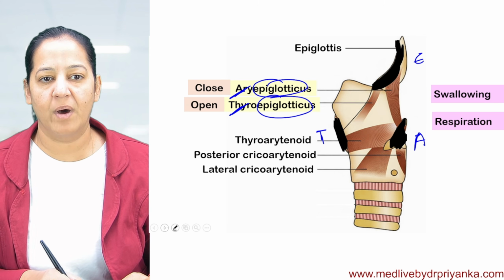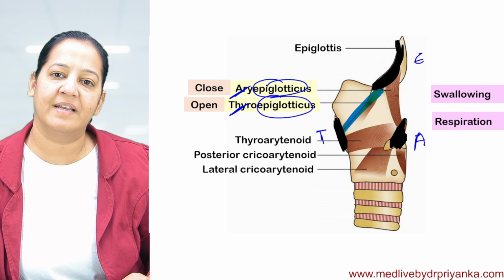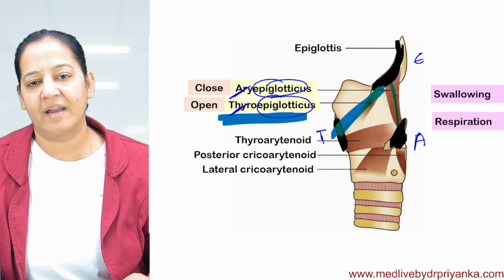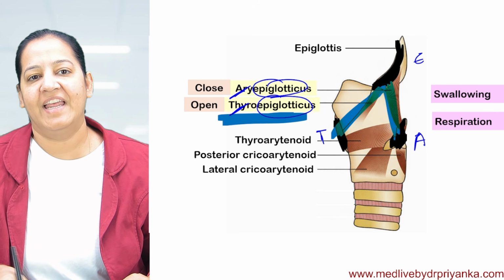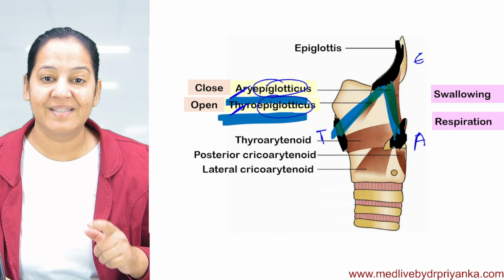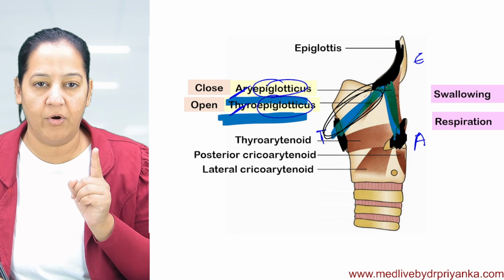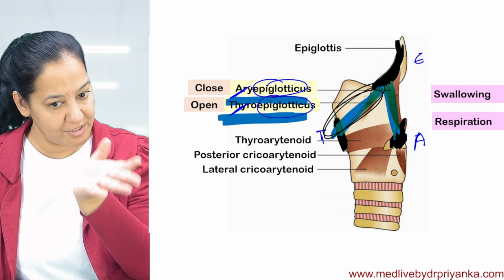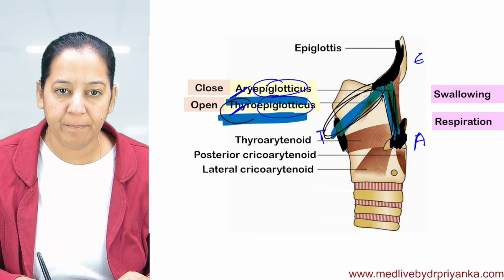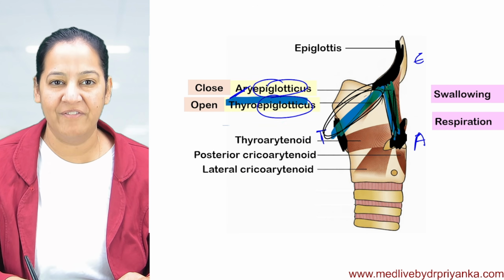Now name the muscles which are connecting. Name the muscle connecting epiglottis and thyroid. It is thyroepiglottic. And name the muscle connecting epiglottis with the arytenoid. It is aryepiglottic. I hope you got the two muscles. Now use your common sense. The muscle present in the front, the thyroepiglottic, will cause opening. And the muscle present at the back, the aryepiglottic, will cause closing. So the thyroepiglottic is the opener and the aryepiglottic is the closer. I hope everyone got it.